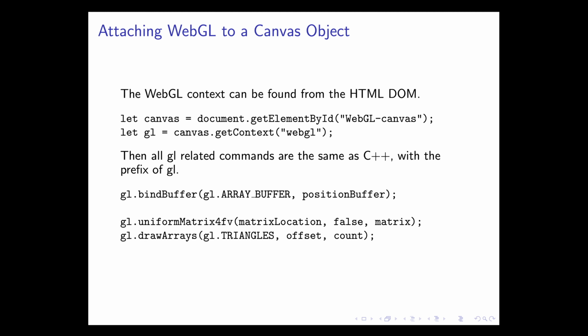You can specify your primitives with gl triangles, gl line strip, gl triangle strip, triangle fan. Everything just has the gl dot in front of it. And so everything's the same as C++.